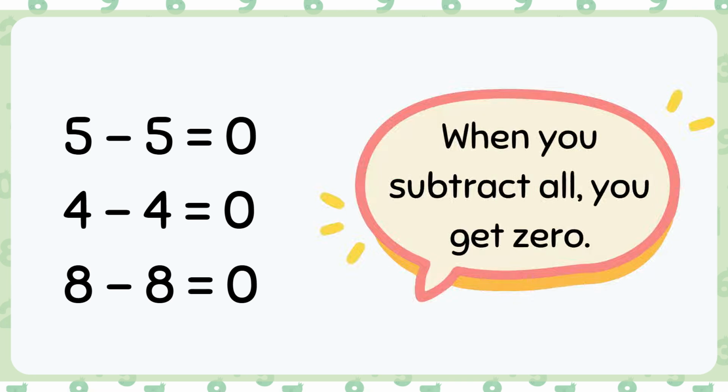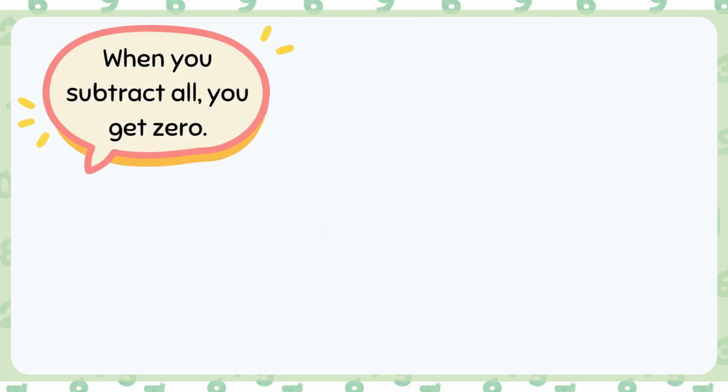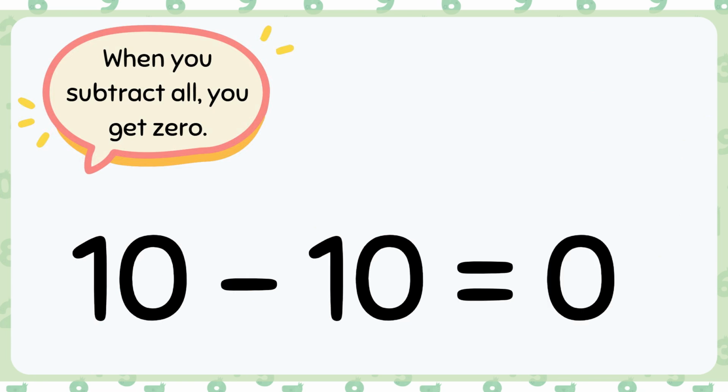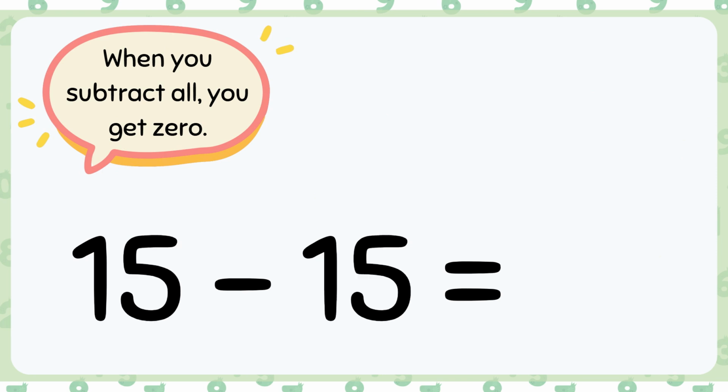We could even make it a rule. When you subtract all, you get 0 every single time. Let me show you. It doesn't matter what the number is. If you have 10 and you subtract 10, what are you going to get? 0. Yeah, because you're subtracting all. If you have a big number like 15 and you subtract 15, what are you going to get? 0, because every time you subtract all, you get 0. It doesn't matter how big the number is.